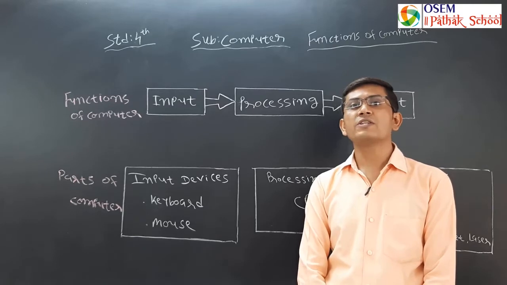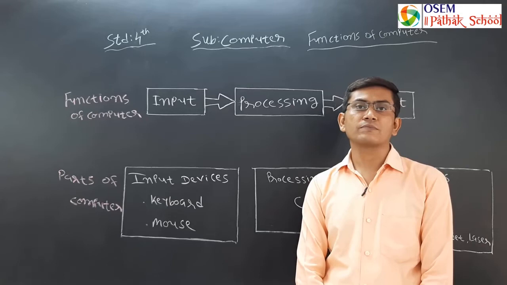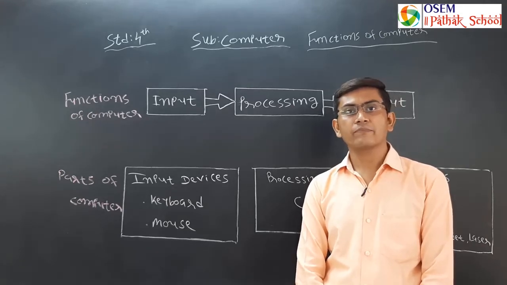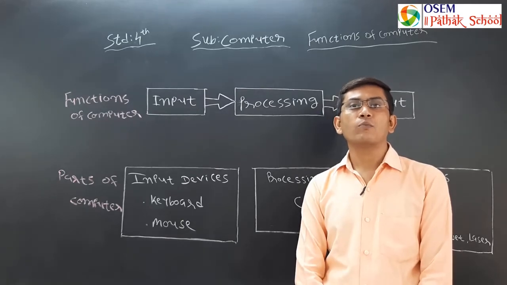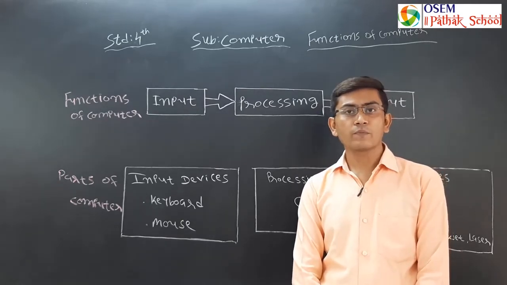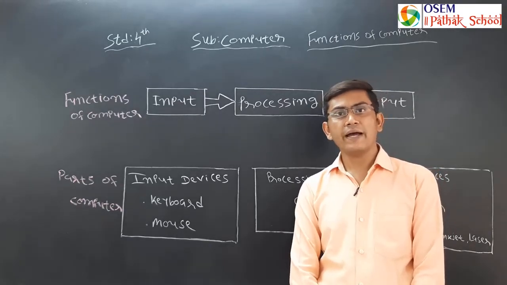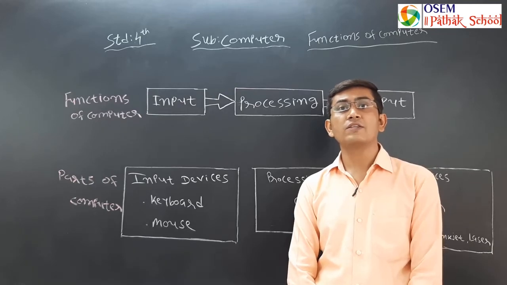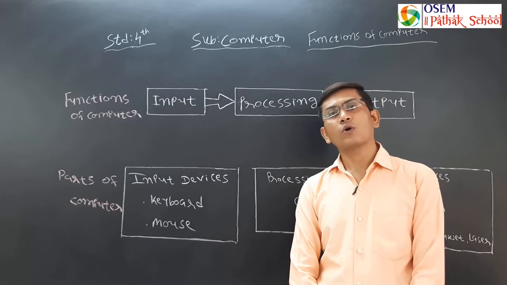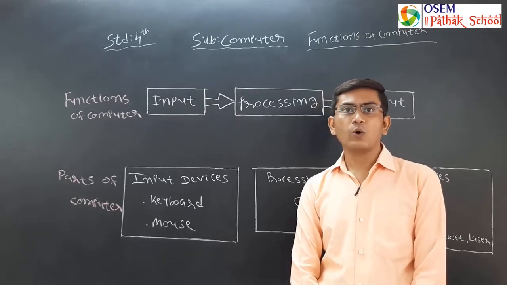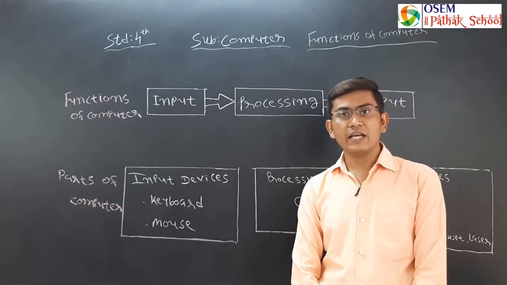To perform this function, computer needs different parts. Like computer is made up of different parts like monitor, keyboard, mouse, CPU, printer, and speakers. These all are parts of computer. Computer use all these parts to perform the functions of input, processing, and output.